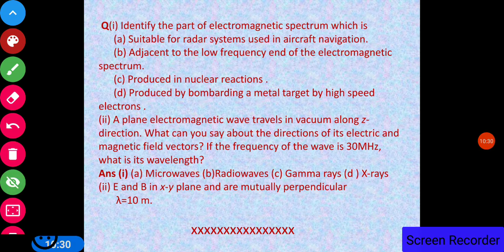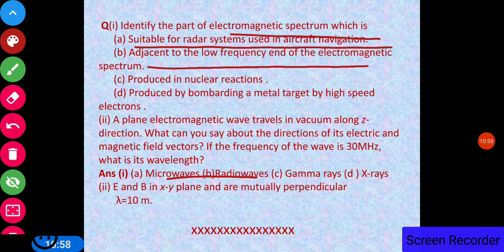Now let us discuss one question. Usually such questions are framed on the basis of the EM spectrum. Identify the part of the electromagnetic spectrum which is suitable for radar systems and used in aircraft navigation. If you know which electromagnetic wave is used for this, you can easily answer. The answer is the microwave.